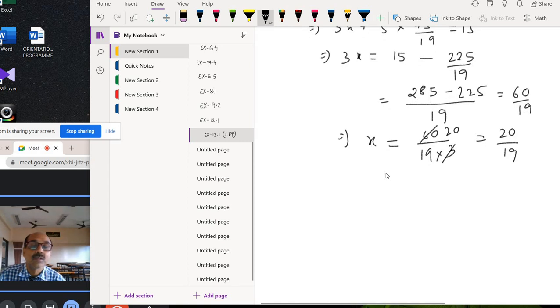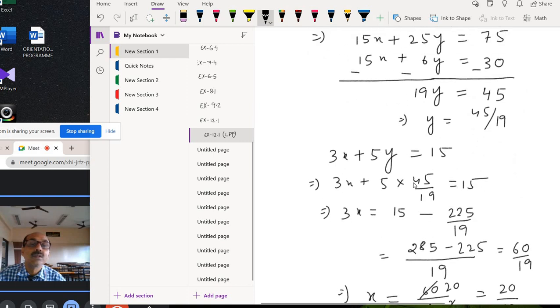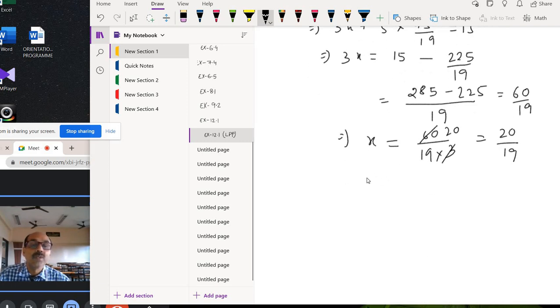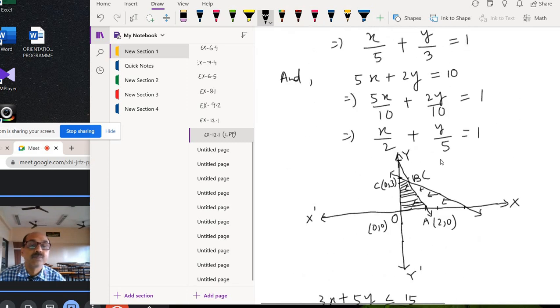So the coordinates of B are x = 20/19 and y = 45/19. So this is B, (20/19, 45/19).